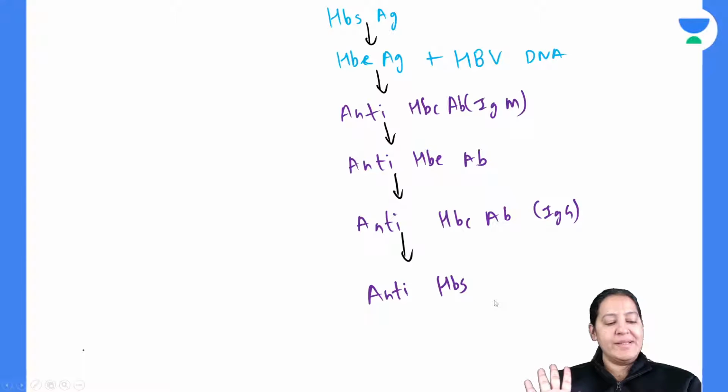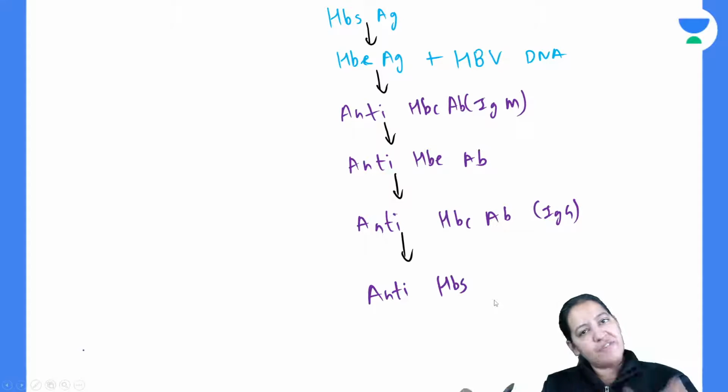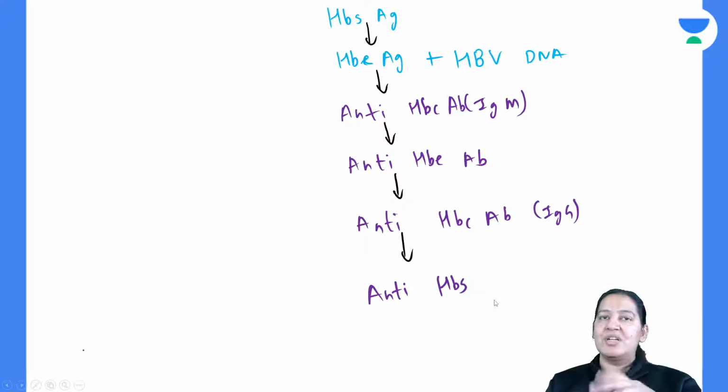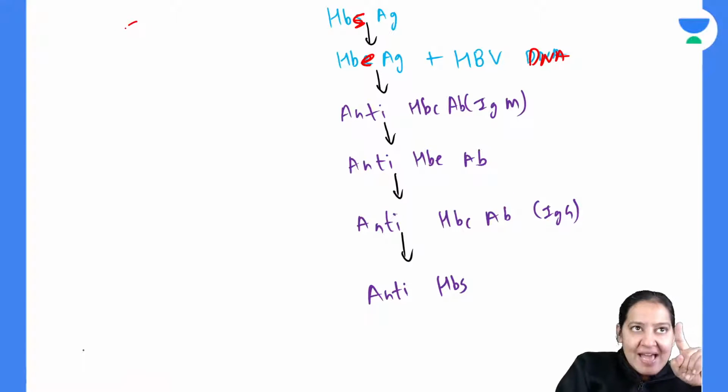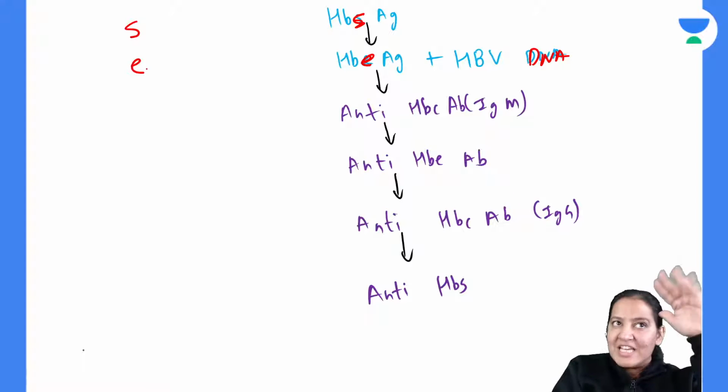So what is the sequence of arrival? Who will tell me? First antigen will come, of course, after that antibody will come. There are two antigens now. What is the sequence of those two antigens? First antigen S is coming, and then E is coming. Along with E, DNA also comes. So first S, then E. This is the sequence of antigen.